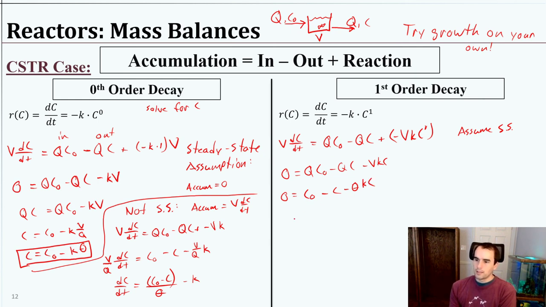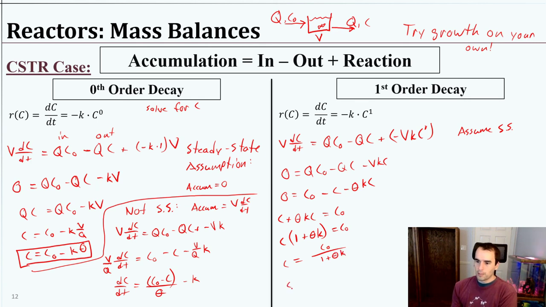Now I just want to get the C terms together, so I add both of these to both sides. So we have C plus theta KC equals C naught. We can factor out a C and say 1 plus theta K equals C naught. And then if we're solving for C, we can just simply say C equals C naught divided by 1 plus theta K.